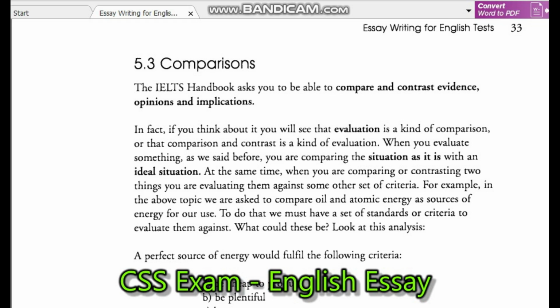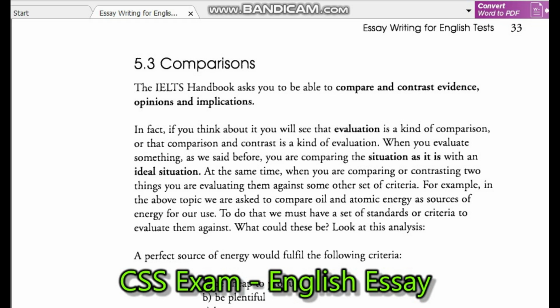At the same time, when you are comparing or contrasting two things, you are evaluating them against some other set of criteria. For example, in the above topic, we are asked to compare oil and atomic energy as sources of energy for our use. To do that, we must have a set of standards or criteria to evaluate them against. What could these be? Look at this analysis.